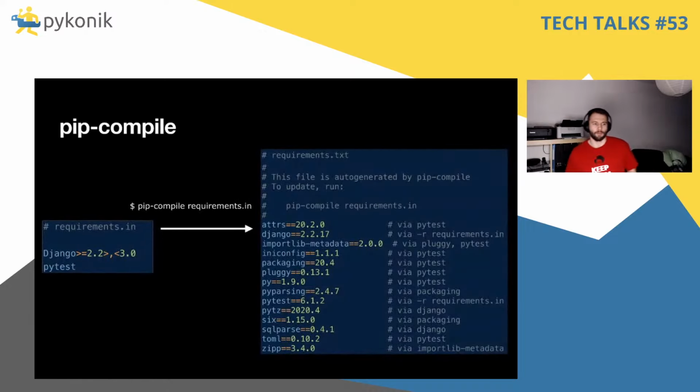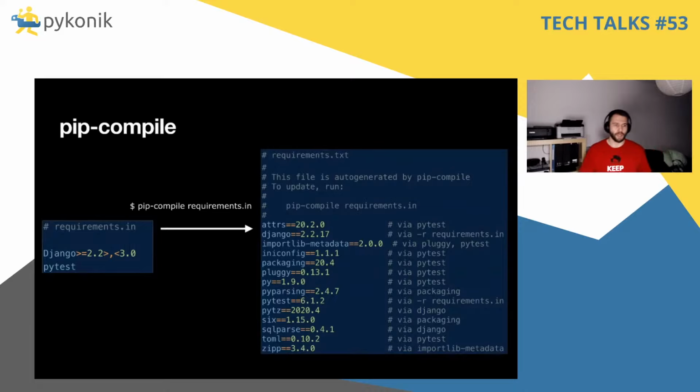Let's see an example. Let's use a simple requirements.in file with just two packages. I want to use Django, but it has to be at least version 2.2 and less than version 3. And please disregard this mistake in the requirements.in. And then I want to use PyTest, but I want to use the latest version.